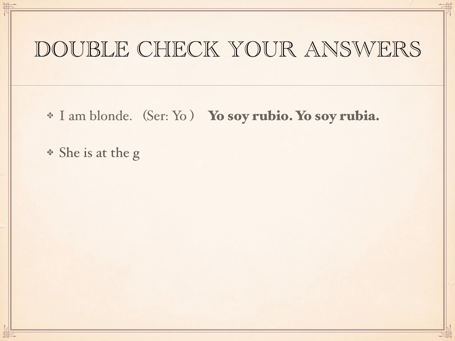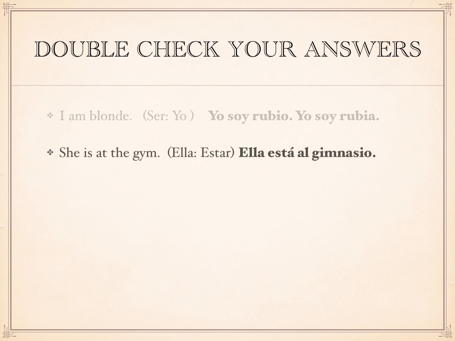The next sentence, she is at the gym. She is our subject, and we use estar because we're talking about the location of her. So ella está en el gimnasio. Notice we used al instead of a el, because a plus el put together is called al.